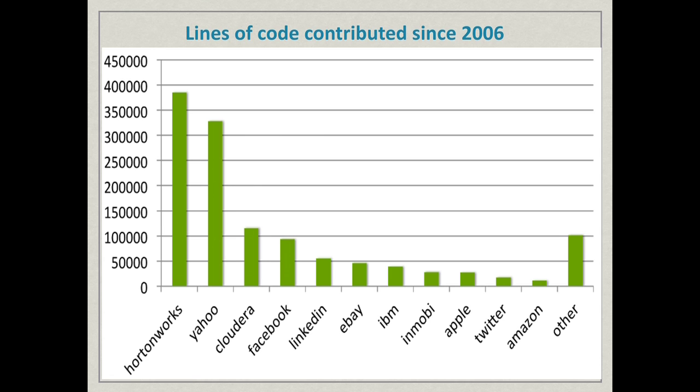So these are the companies who have contributed to the open source Hadoop software since 2006. If you see, Hortonworks has contributed the most, then Yahoo, Cloudera, Facebook, LinkedIn, eBay, IBM, Inmobi, Apple, Twitter, Amazon. These are the famous companies who have contributed to Hadoop.